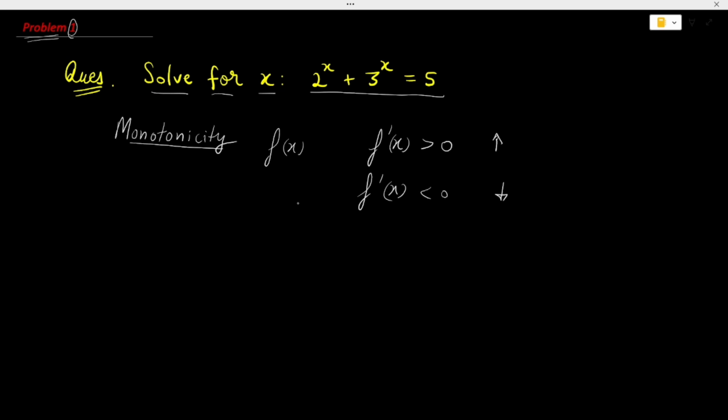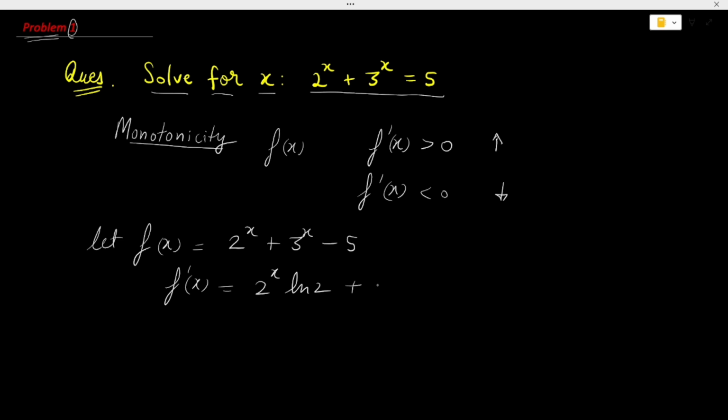So now we are going to apply this. Let's say our function is 2 to the power x plus 3 to the power x minus 5. F dash of x is equal to 2 to the power x ln of 2 plus 3 to the power x ln of 3. So 2 to the power x is greater than 0 always.